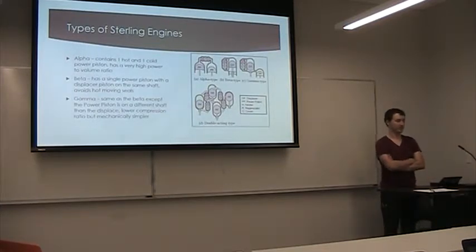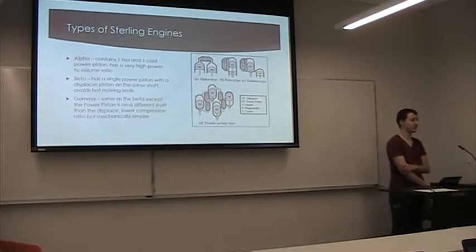There are different types of Stirling engines. What we were just looking at was an example of the alpha type. It just contains 2 different cylinders, or 2 different pistons. There's one hot and one cold piston, and it's got a really high power to volume ratio, but they don't generally last as long because the hot power piston ends up warping over time because you have to put so much heat into the cylinder.